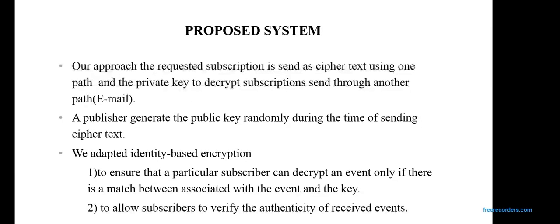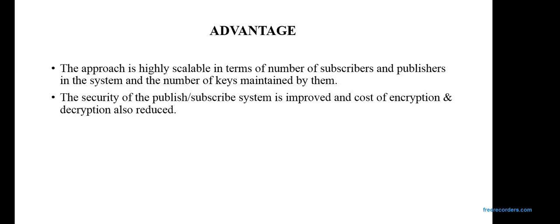In the proposed system, the requested subscriber sends a subscription to the publisher as ciphertext using one path, and the private key to decrypt the subscription is sent on another path, which is email. A publisher generates the public key randomly during the time of sending ciphertext, and we adapt identity-based encryption to ensure a subscriber can decrypt an event only if there is a match between the key and the event, and to allow a subscriber to verify the authenticity of the received event.